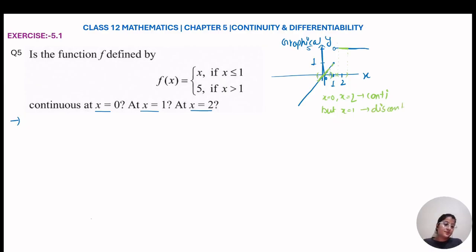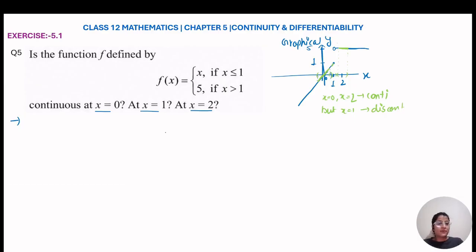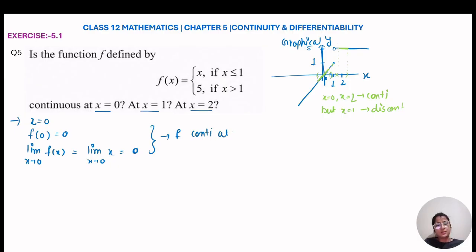We just showed this in a graphical approach, but let's do it by the proper definition of continuity. Let's begin with x = 0. For x = 0, what is its function value? Its function value f(0), as 0 is less than or equal to 1, is f(x) = x. So our x is 0 here, so this is 0. Now take the limit, limit of f(x) as x tends to 0. For x tends to 0, the function value is x. So the limit value is also 0. As you can see directly, f is continuous at x = 0.